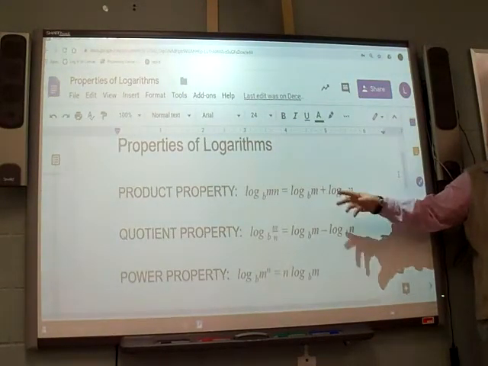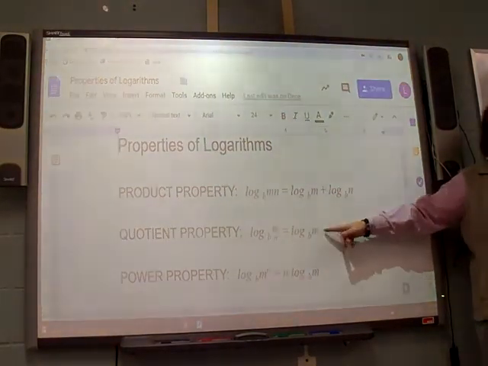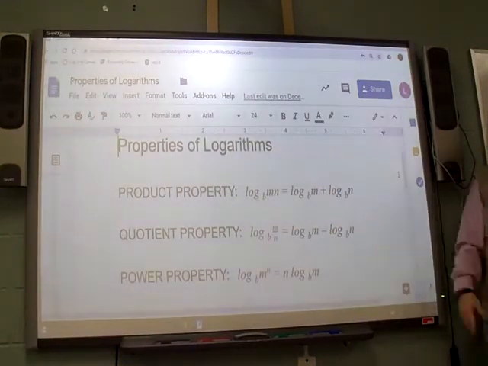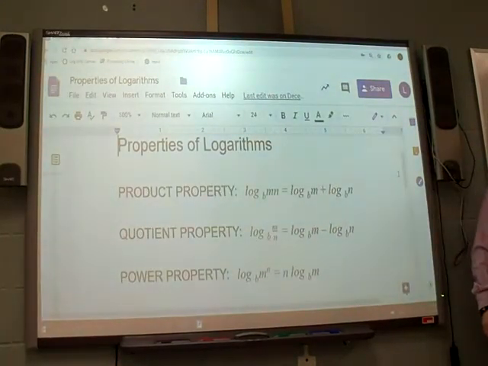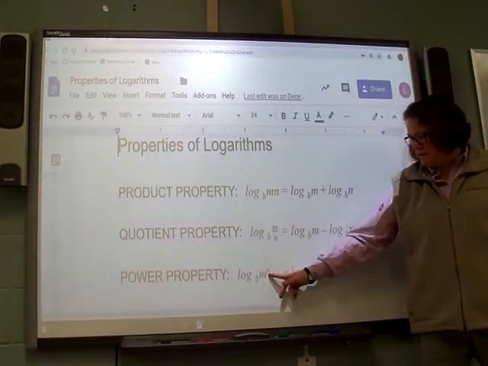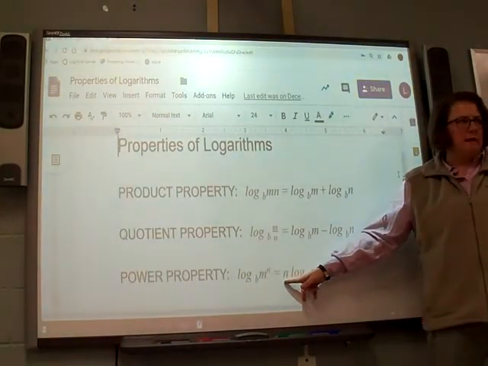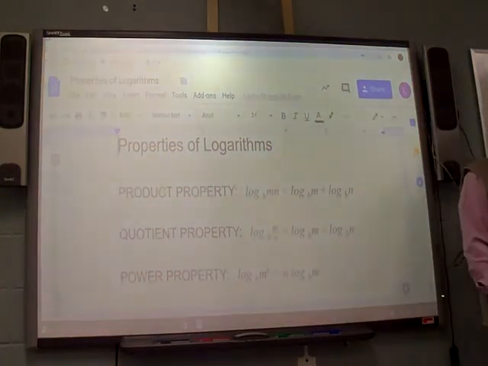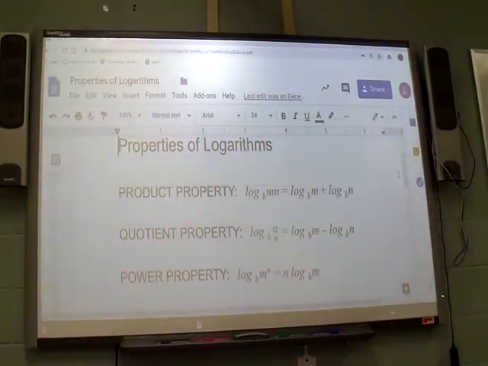Remember, when we multiply exponents, they get added. When we divide exponents, they get subtracted. So those are things in common for you there. Power: if this n was a power, it comes down front to be a coefficient. We'll practice them up, practice them up, practice them up.